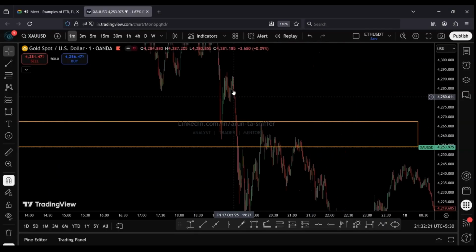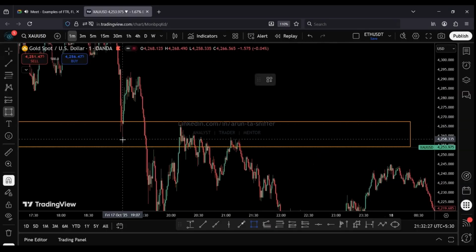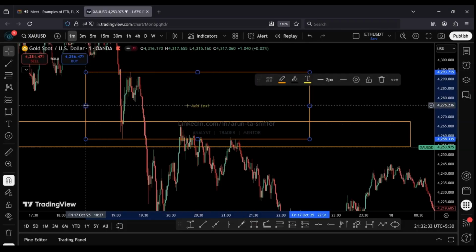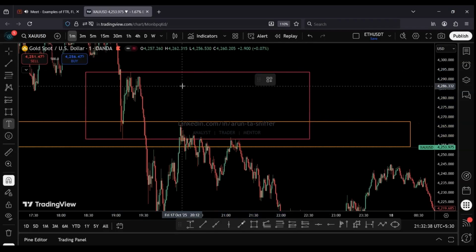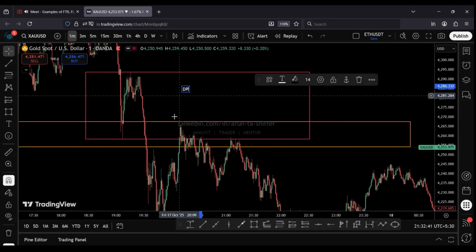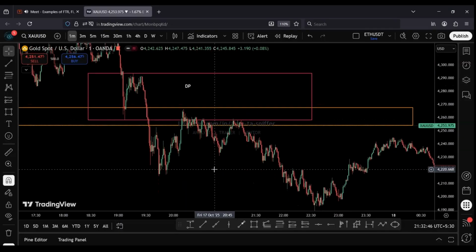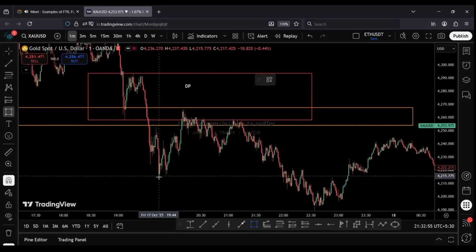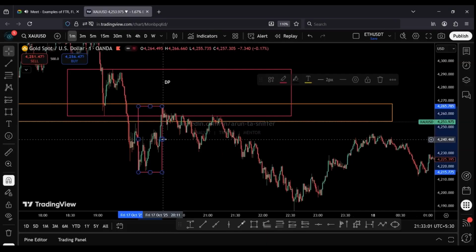They went up but came down, so this will be our DP. This will be our DP. Okay, price came down, goes up, and came down. This has become our swap FL. This one our swap FL.